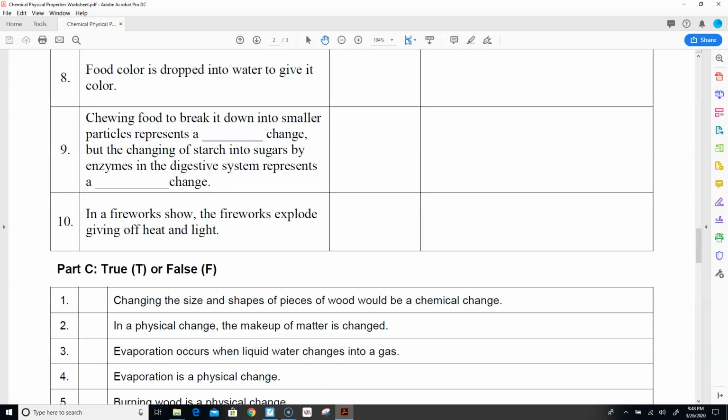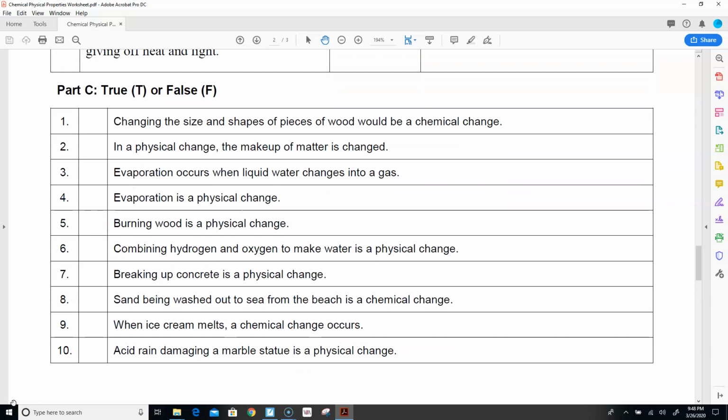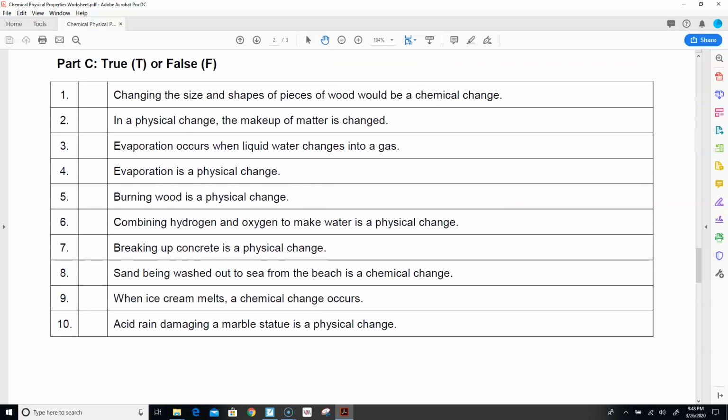Number 10, in a fireworks show, the fireworks explode, giving off heat and light. That's going to be chemical. Light, heat, smell, all that stuff. Love the 4th of July. Okay, last part, true or false? Number 1, changing the size and shape of a piece of wood would be chemical. False. That's physical. It's still wood.